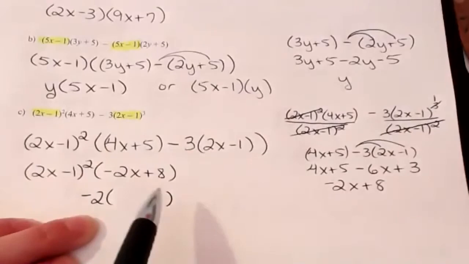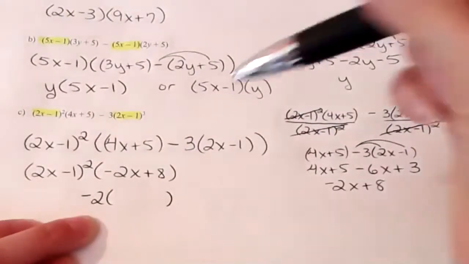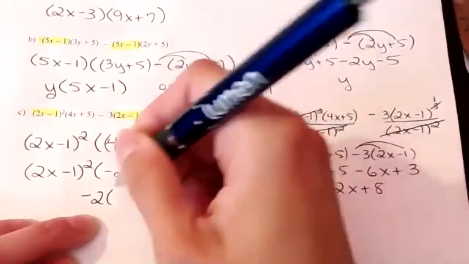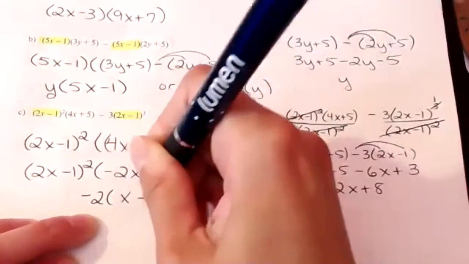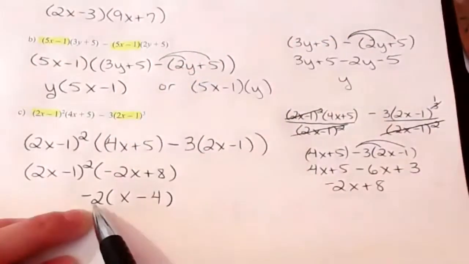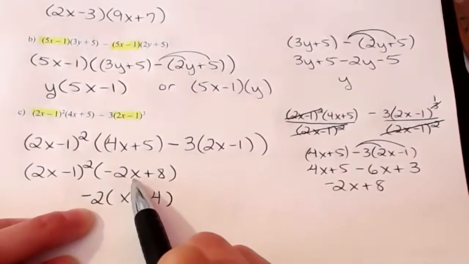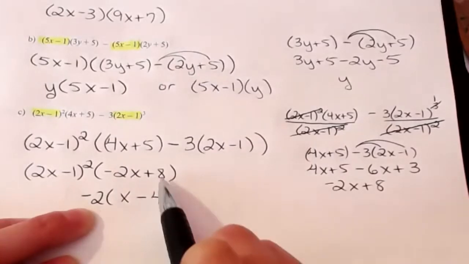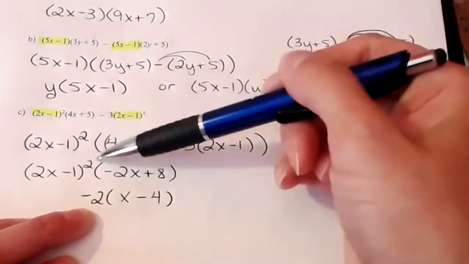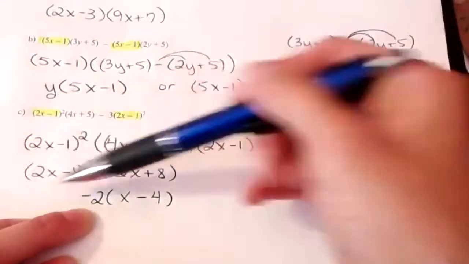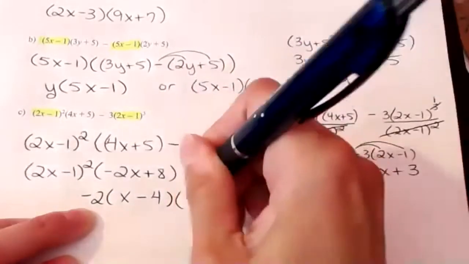Plus 8, negative 4. Okay, good. So we have the x, and then we do have negative 4. Double check. Negative 2 times x is negative 2x. Negative 2 times negative 4 is a positive 8. Beautiful. Take this factor and just throw that at the end.